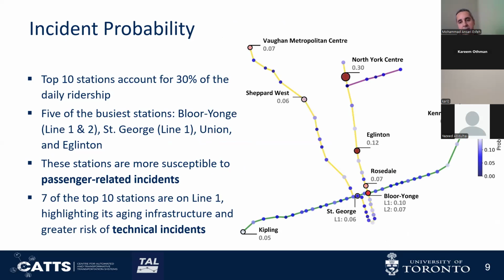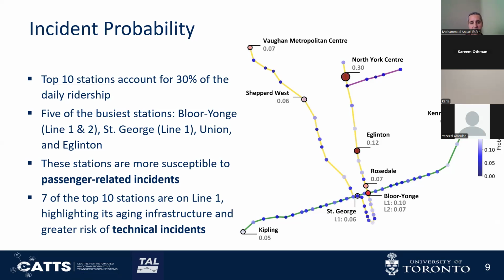This map right here shows the spatial pattern of the probability of a station failure. I have labeled the top 10 stations in the network. And basically the larger red circles show the most vulnerable stations, the stations with the highest probability of a station failure in the network. So these top 10 stations represent 13% of the network in terms of size, but they account for 30% of the daily ridership in the network.